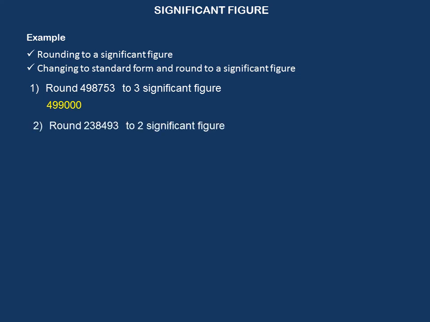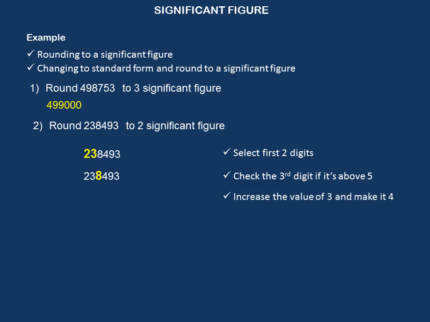Now let's look at another one. We've got 238,493. We're going to look at 2 significant figures only. Now the 2 significant figures are 2 and 3. Again we're going to look at the number that comes after 2 and 3. We require 2 significant figures, therefore we look at the one that comes after that, which is 8, and that 8 is more than 5, so that 3 is going to be affected and converted into 4, as you can see on your screen.